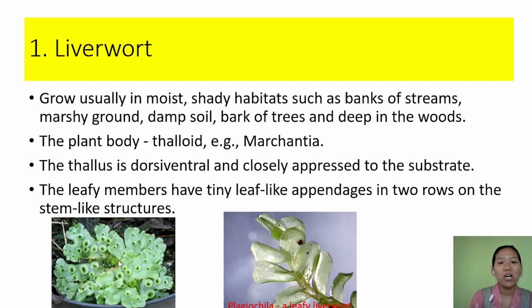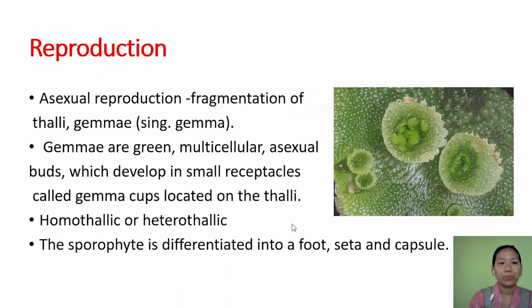In Marchantia, the male and female bodies are separate. They also have a leafy member with leaf-like appendages arranged in rows of two. These are the leafy members of the liverwort. Reproduction takes place by asexual means, that is fragmentation of the plant body. When the plant body breaks, each part can grow into a full thallus, or it can take place by special structures called gemma, singular, and gemmae, plural.